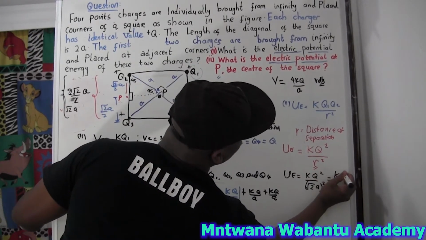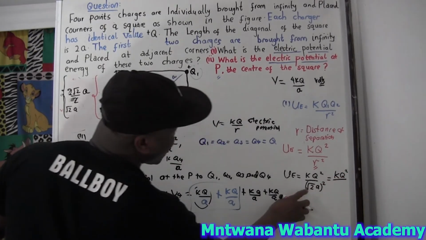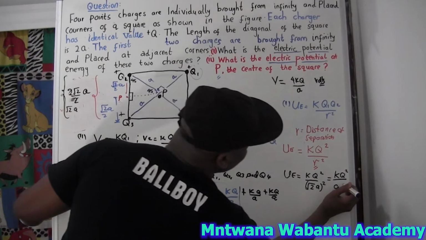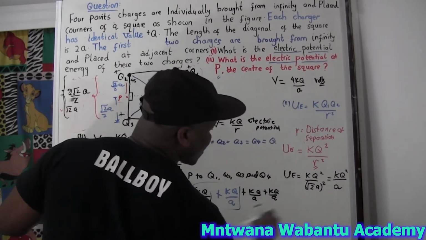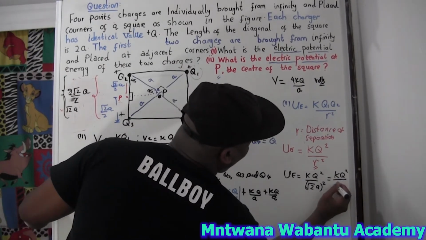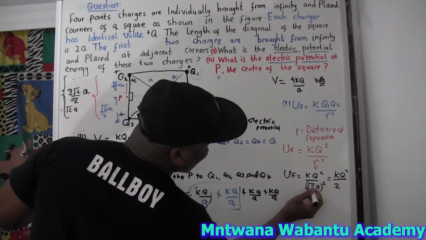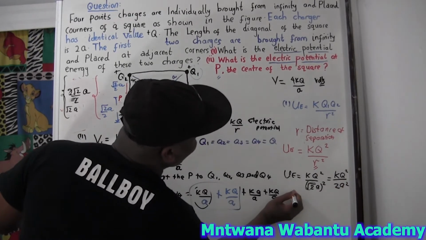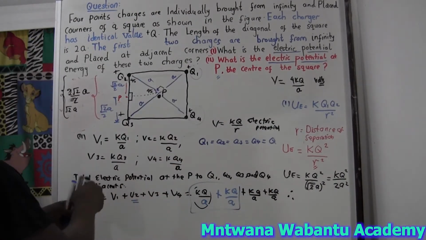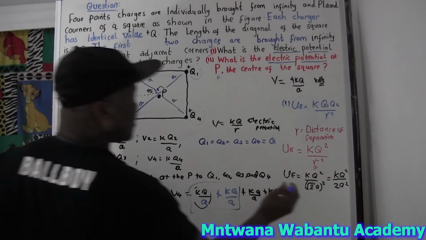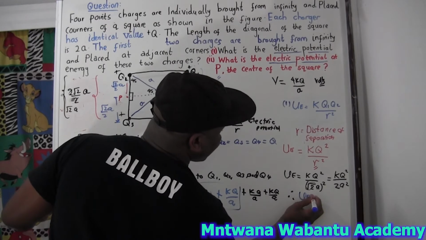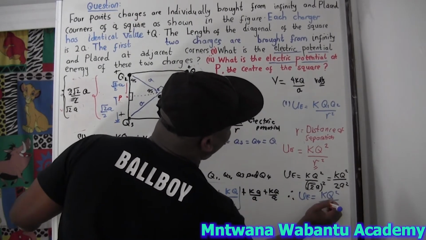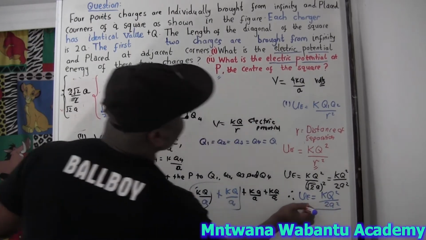So this is going to give us kq square. But when you take the square root of a, you're going to get a. And when you take the square root of 2 squared, you get 2, and a square equals a square. So finally, our electric potential energy is equal to kq square over 2a square.